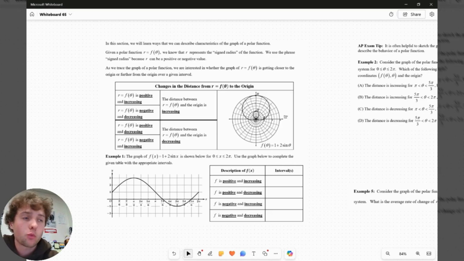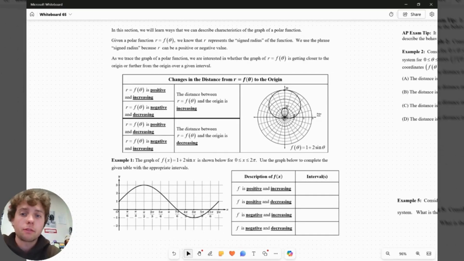Now we're starting to look at rates of change in polar functions. So, a few things to know. Given a polar function f of theta, we know r represents the signed radius of the function. We use this phrase signed radius because r can be a positive or a negative value.